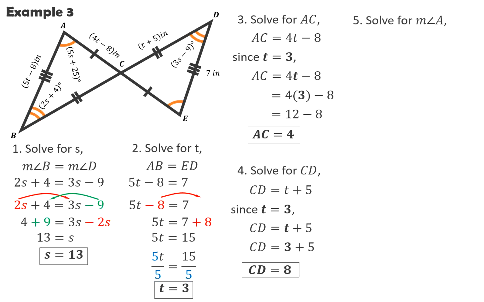Number 5, solve for the measure of angle A. So, dito, yung measure ng angle A natin na kung saan may single mark ay equal daw siya sa 5S plus 25. Now, hahanapin natin yung corresponding part niya doon sa kabilang triangle. So, yung angle A na may single mark ay corresponding part niya yung angle E na may single mark.